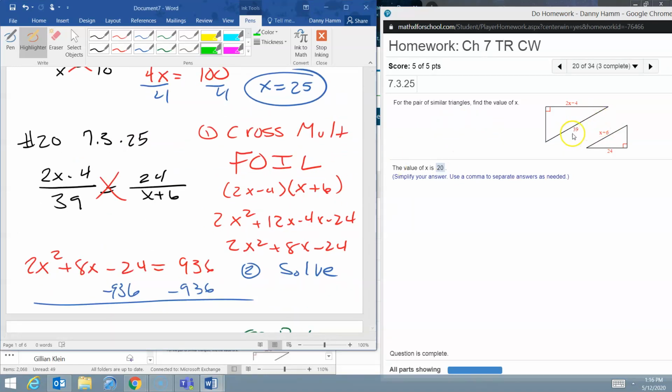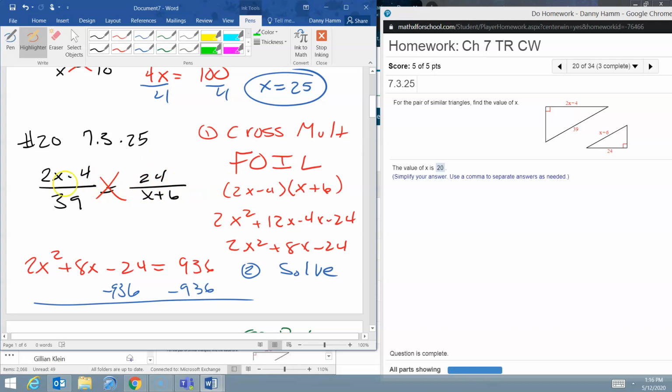And so I set it up as 2x minus 4 is over 39. It's equal to, this is a leg, not the hypotenuse. So the hypotenuse has to be in the same spot. So 39 represents the hypotenuse, as well as x plus 6. So as you can see, they're in the same place. So my hypotenuse lengths are on the bottom, and my leg lengths are on top.